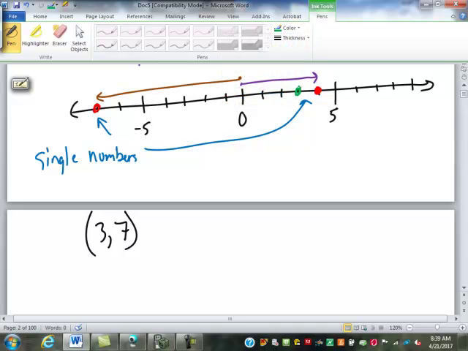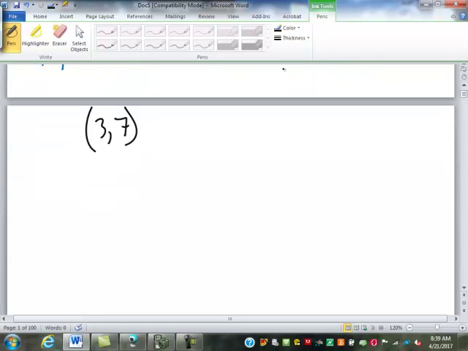I suppose I could put a dot at 3 and a dot at 7 and connect them with a line, but I would have to use an arrow or something to show that the 3 comes first and the 7 comes next. But if I'm representing a lot of ordered pairs, that's going to get very cluttered as well. So the solution to this, for representing this, came up about 2,500 years ago by a man by the name of René Descartes.